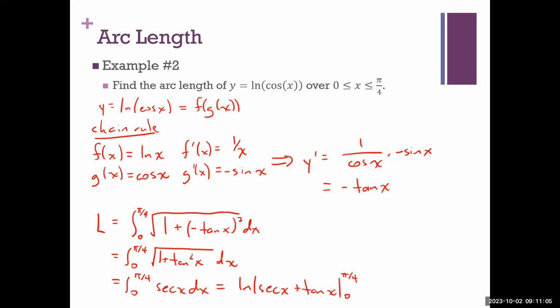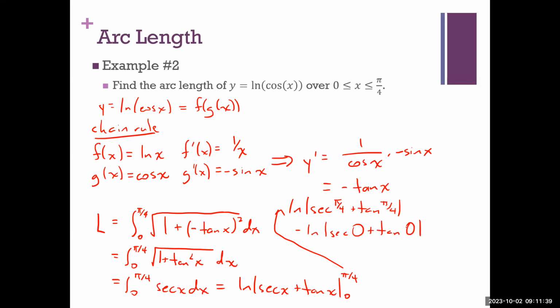How are we doing? All right, can we evaluate this integral now? Give myself a little more space. So the natural log of secant of pi over 4 plus tangent of pi over 4, minus the natural log of secant 0 plus tangent 0.